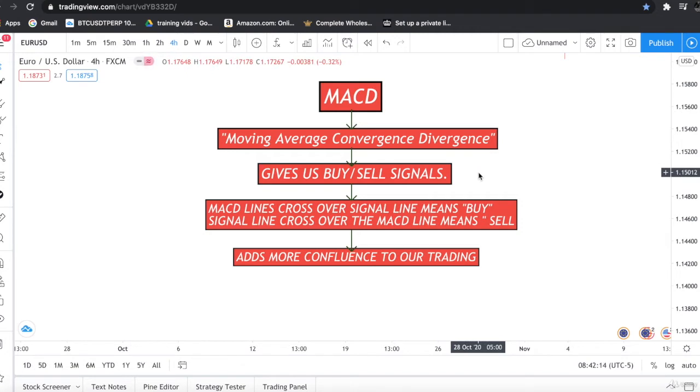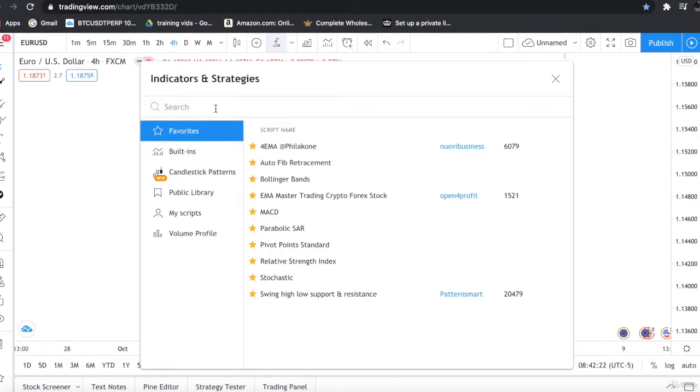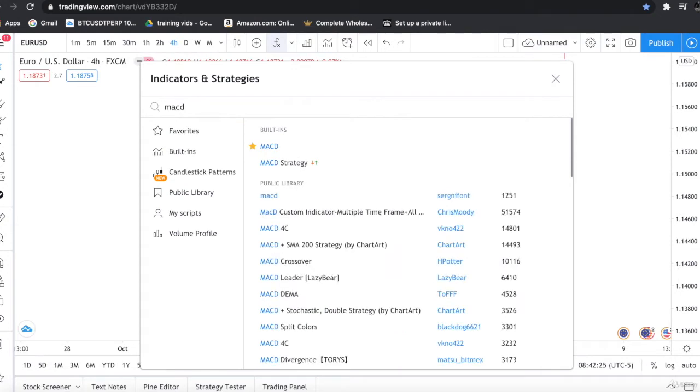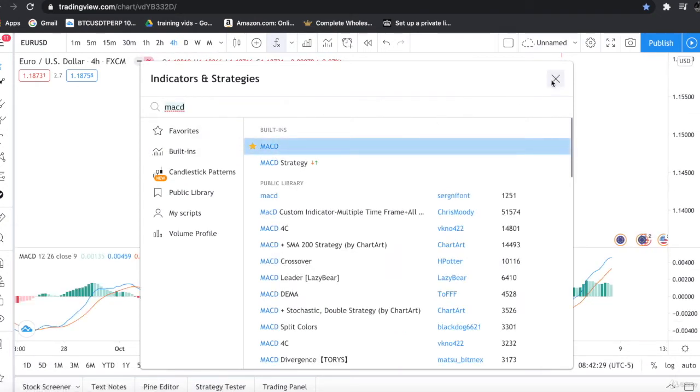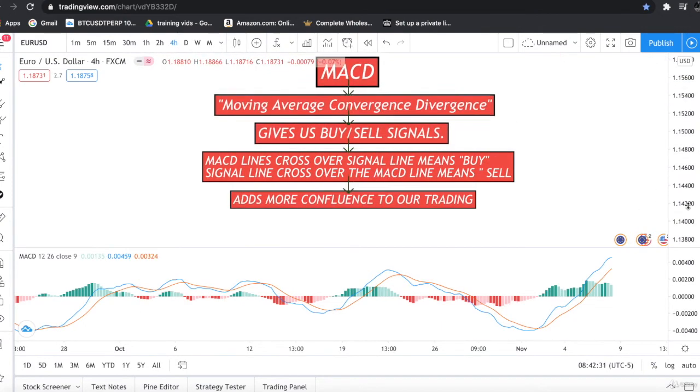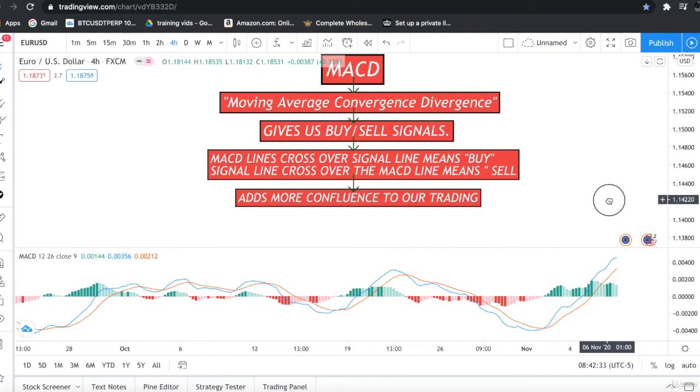Let's apply the MACD indicator to this chart and overview the MACD indicator. We have to go to the indicator section and simply write MACD. This is the MACD indicator. Apply it to the charts. We got the MACD indicator over here.